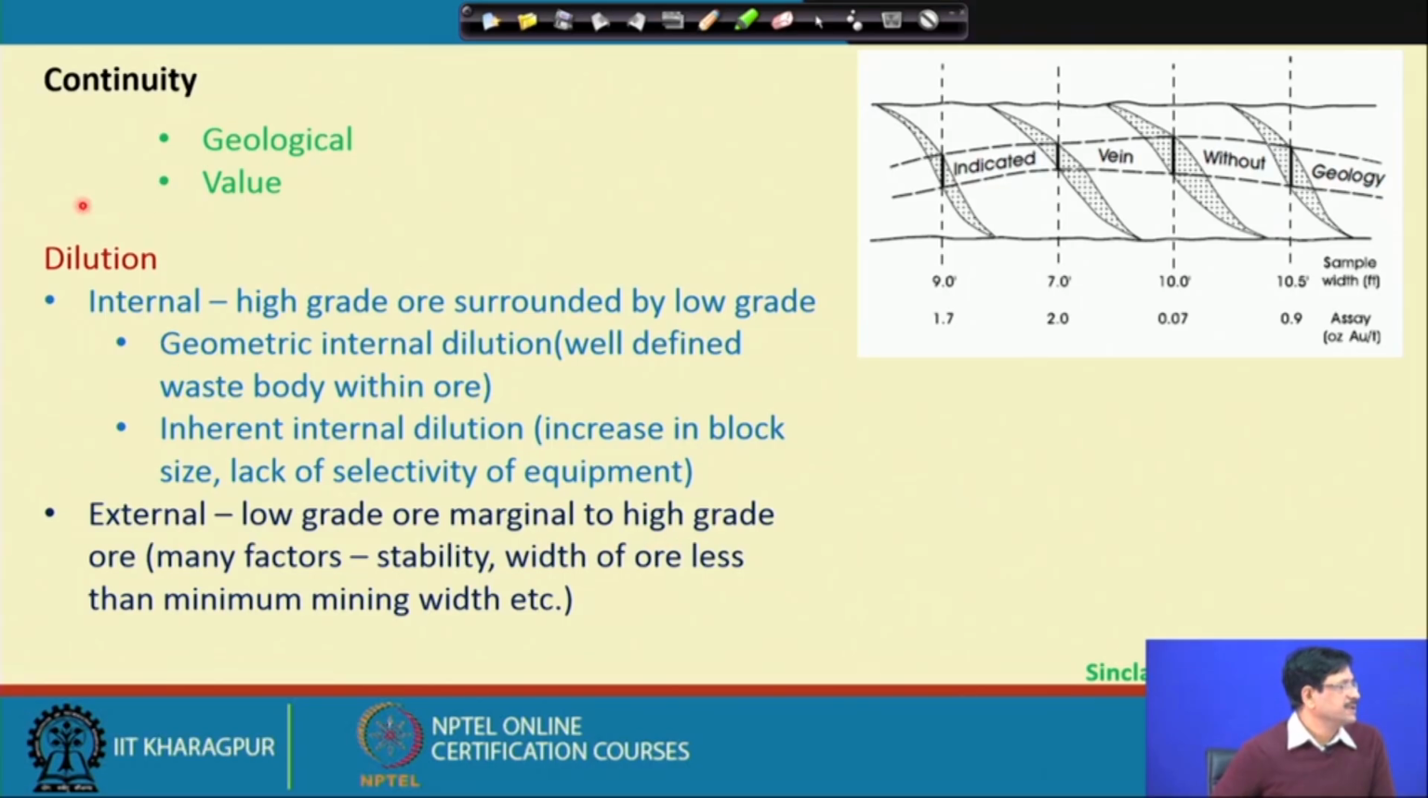And the other situation which is very important here is dilution. Dilution is essentially the process in which an ore could be mixed up with waste. This dilution could be internal, that is, high grade ore surrounded by low grade ore. For example, if there is a... we can just draw it here.